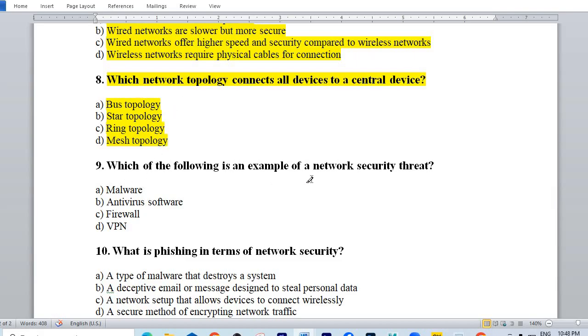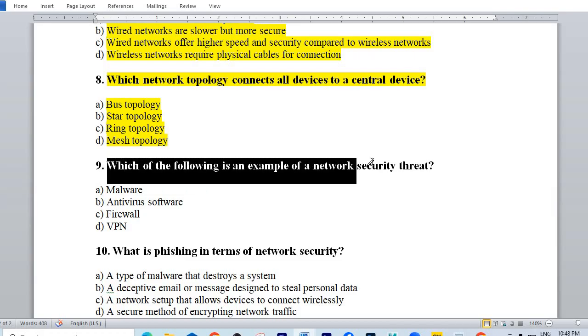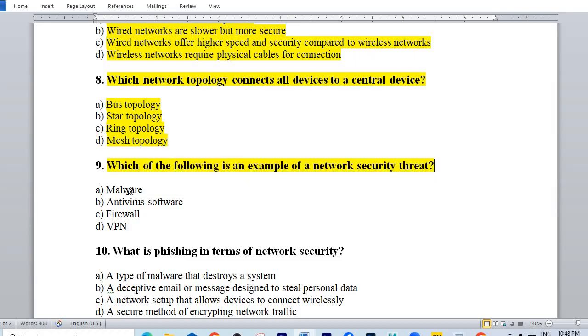Question number 9. Which of the following is an example of a network security threat? A. Malware. B. Antivirus software. C. Firewall. D. VPN.